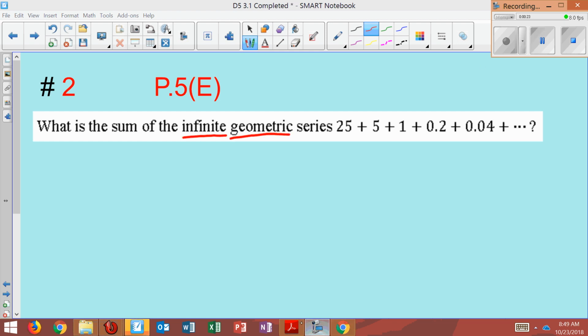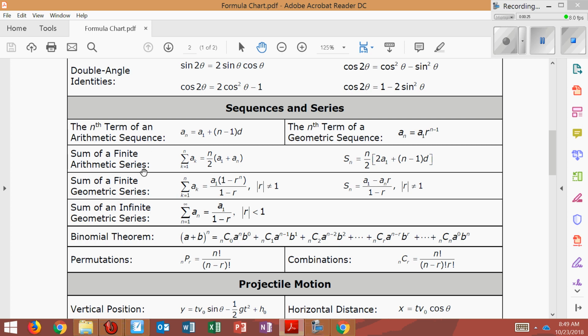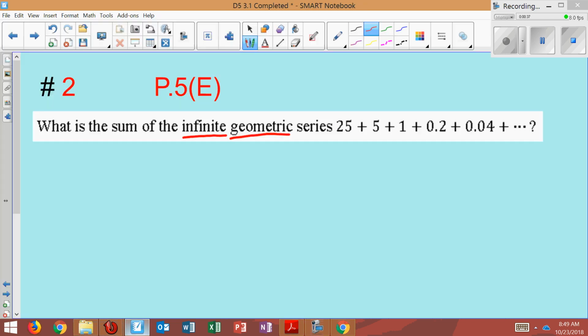So if I go to my formula chart, I would go to infinite geometric series, and we see this is the formula here. The sum, rather this should be S sub n, is a sub 1 over 1 minus r. So the sum, and you don't write a number there because it's infinite, is a sub 1 over 1 minus r.